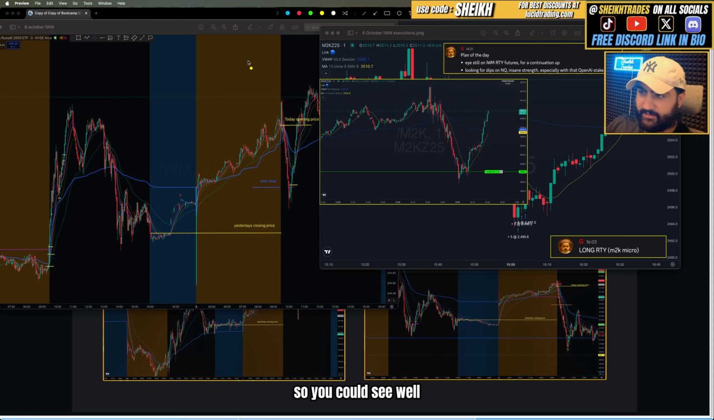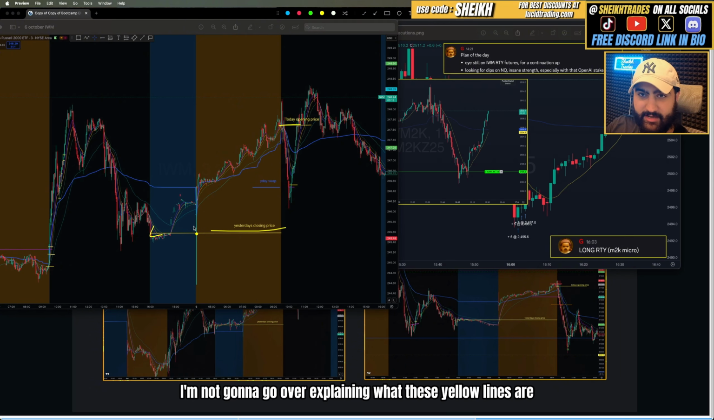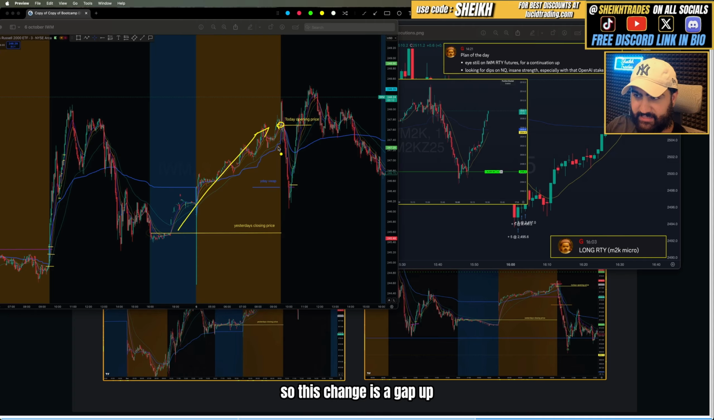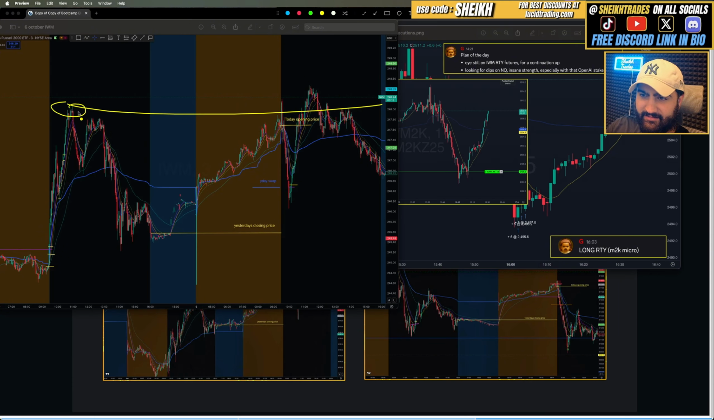So you could see, well, you could see we have a massive gap up. Once again, I'm not going to go over explaining what these yellow lines are. Those are the closing price and opening price. So this change is a gap up. You could have a gap up. Very nice. What do we see here?